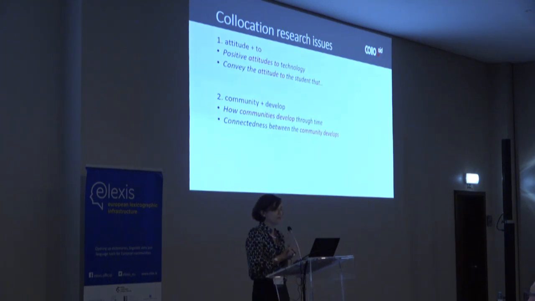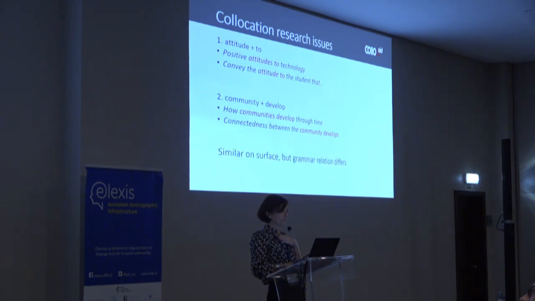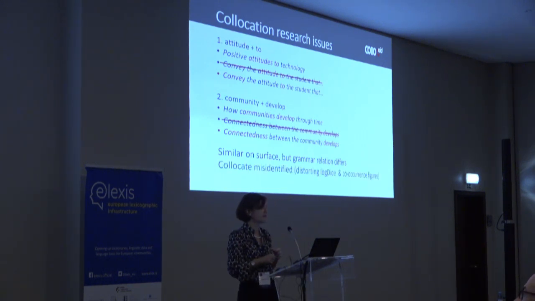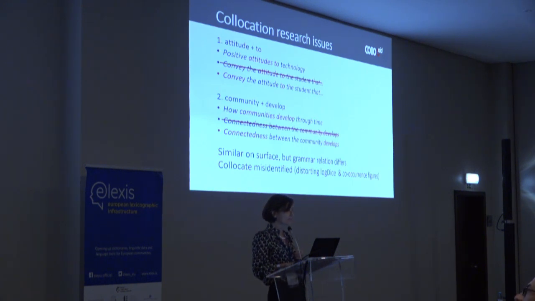Another issue. If you look at these two examples, they look very similar, right? However, they're similar only on the surface because the grammar relation differs. It's not attitude to in this case, but convey to. Here it's not community develops, but connectedness develops. So what's happening is that the collocate is misidentified, which ends up distorting log dice and co-occurrence figures.